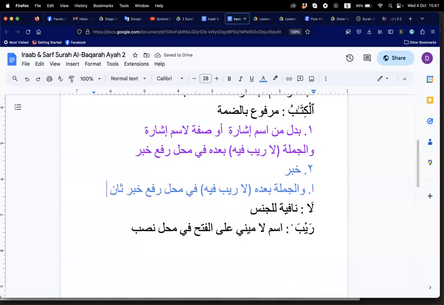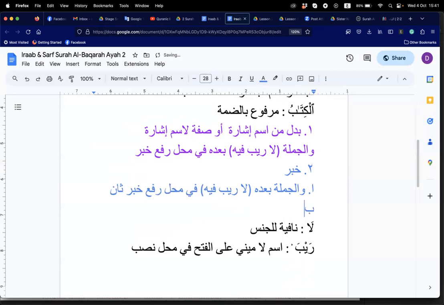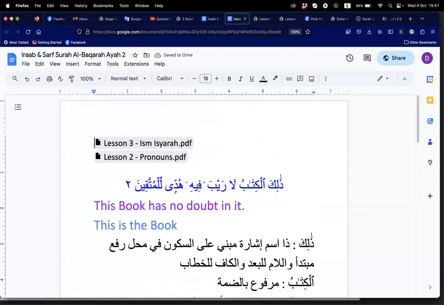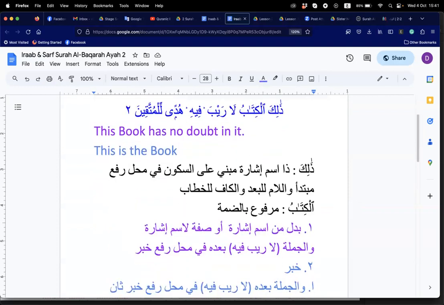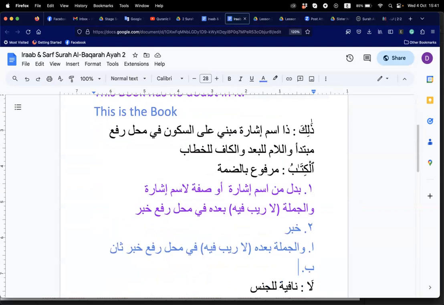Anybody else have an idea? There's another option for this. If you say this is khobar, there's another sifa. Sifa of what? Sifa of the kitab. The kitab is a proper word. So instead of sifa, this jumlah is the hal of al-kitab. You all have learned that, right? A jumlah can be a hal.